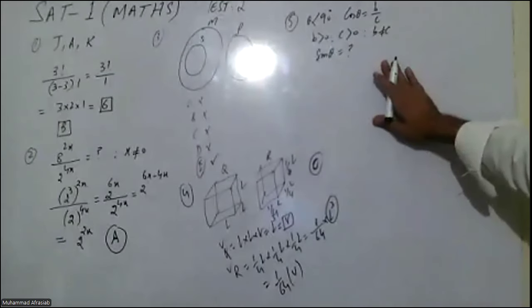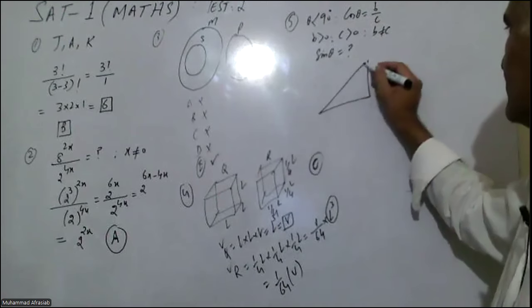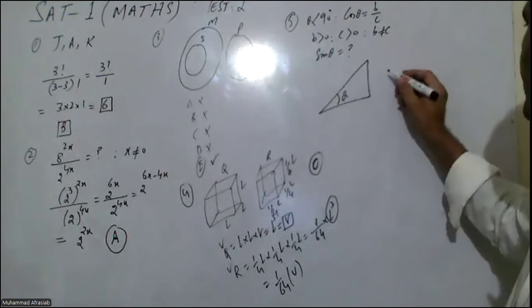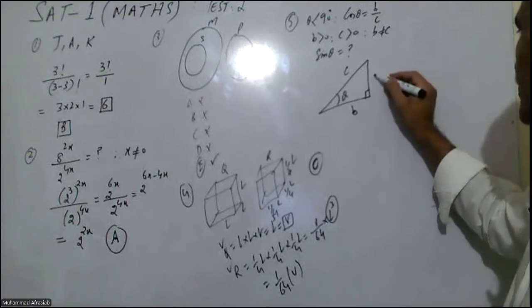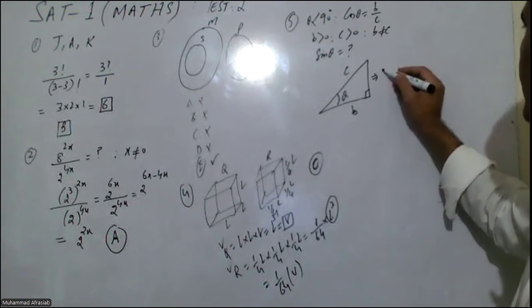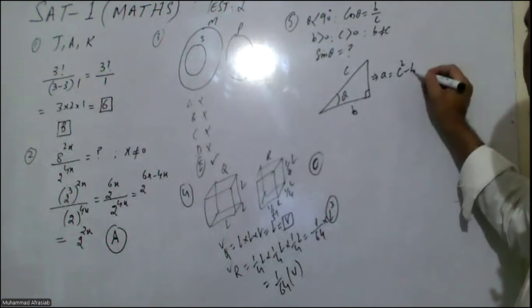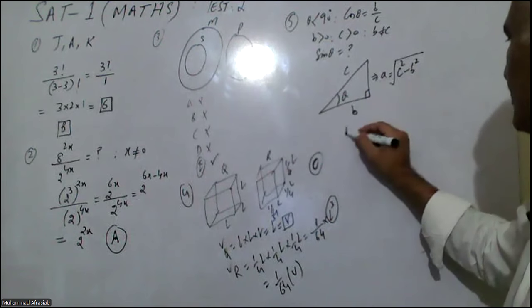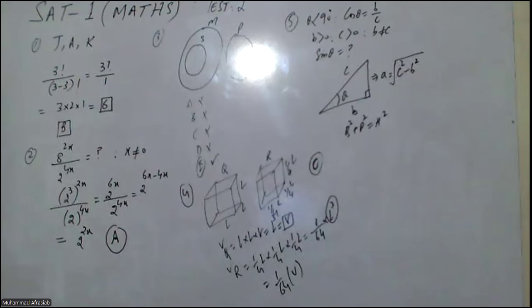Since this is the information given in the question statement, we will make a right angle triangle where this angle is theta. According to that theta angle, cos theta is equal to base over hypotenuse. So the length of A can be calculated as the square root of c square minus b square, because according to the Pythagoras theorem, base square plus perpendicular square is equal to hypotenuse square. So a is equal to the square root of c square minus b square.